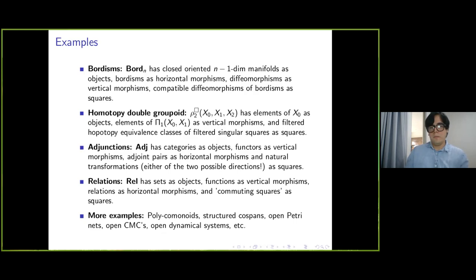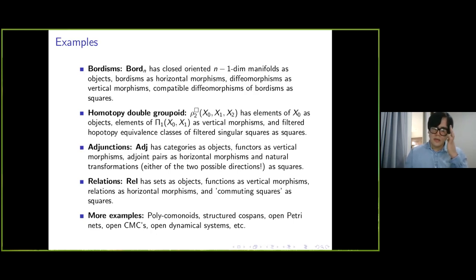They state their theorems on operational semantics on open Petri nets in terms of the lax double functor from this double category of open Petri nets to open commutative monoidal categories. Also, David Jaz Myers works with open dynamical systems, which he models through double categories.